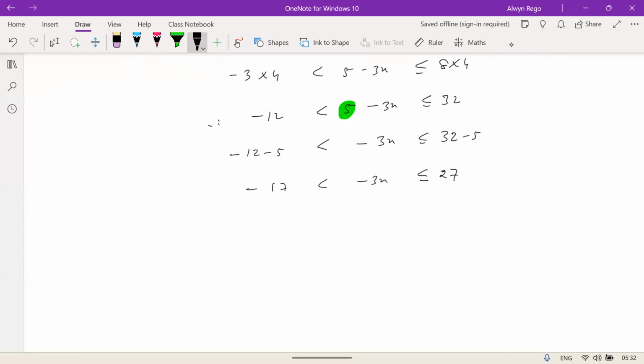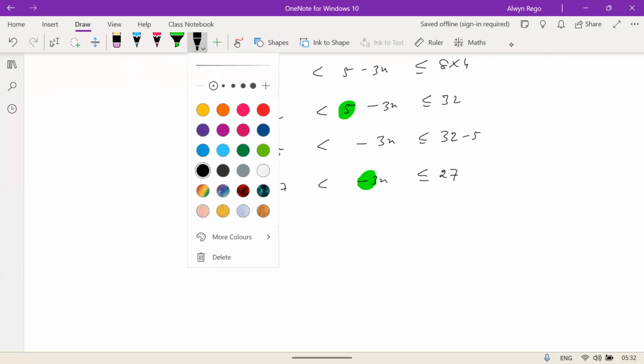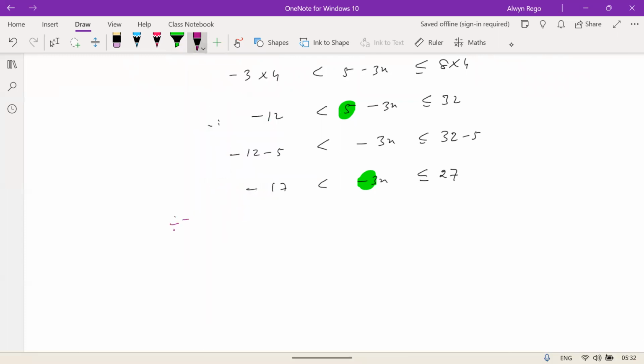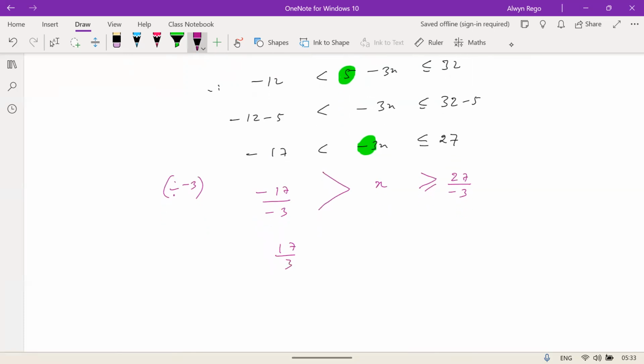Now I have to get rid of this negative 3 here. If you look at the inequality one by one, if you hide the right hand side part and look at this one, you'll find that the inequality will switch. So if I divide throughout by negative 3, the inequality will switch around. So you'll find that negative 17 by negative 3 is more than x is more than or equal to 27 by negative 3. The inequality switches around. Lesser becomes more. That is 17 by 3 is more than x, more than or equal to minus 9.